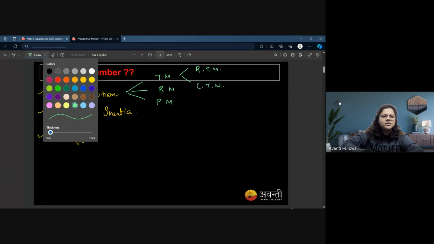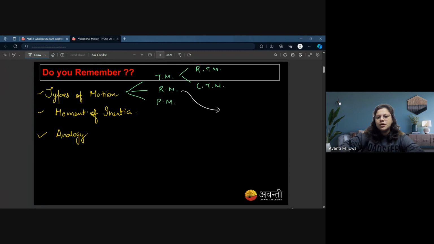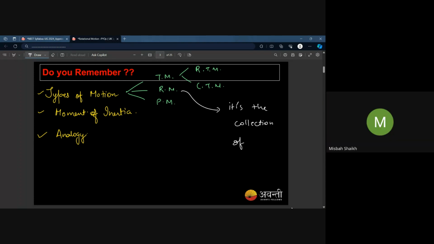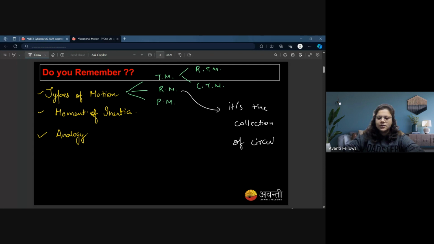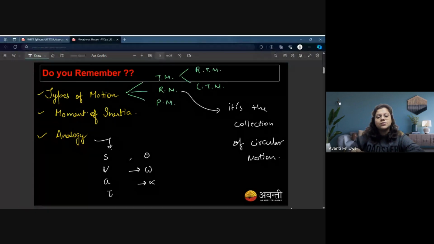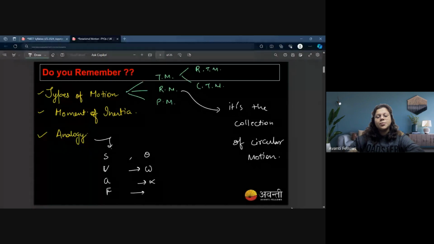I told you one specific thing about rotational motion that you should remember, that it is the collection of circular motion, right? Exactly. Then analogy: remember that displacement has its replica in angular displacement. This is the linear velocity, this would be angular velocity; this is your a, it would be your alpha; this is force, and it would be your torque.